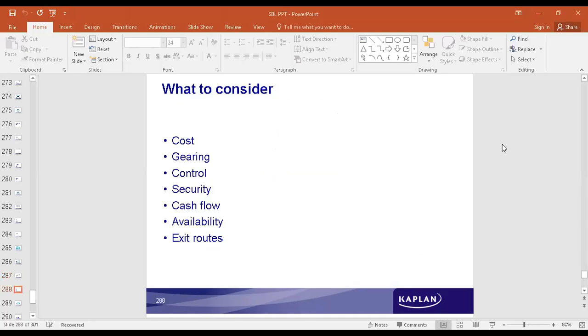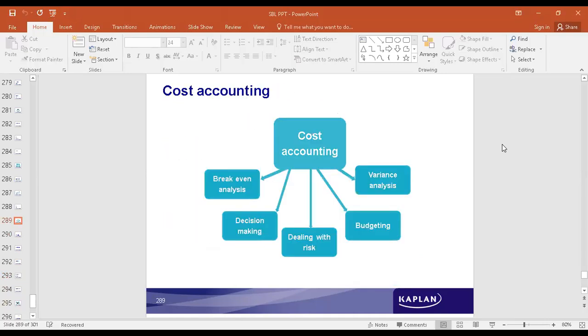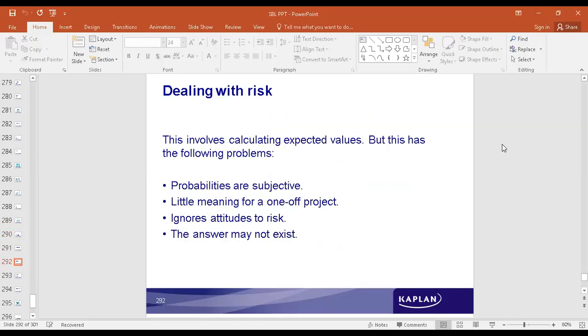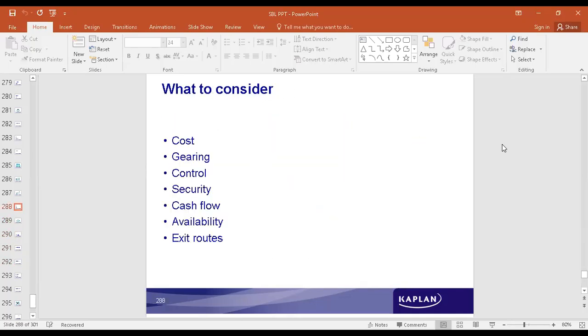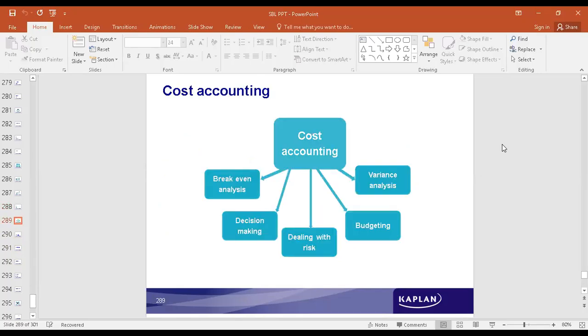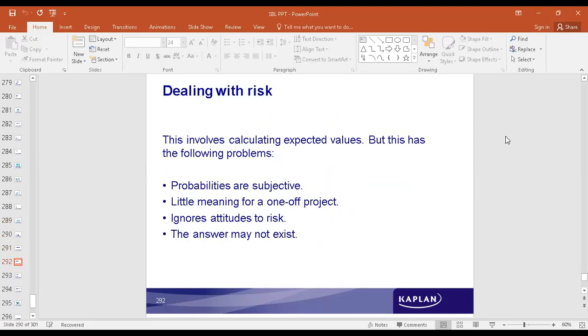We will take up the balance of it in tomorrow's class. It's about what has to be considered when funds are raised. Then we will be looking into, these are all already done as part of PM. We have learned about cost accounting techniques like break-even analysis, decision making, dealing with risk, budgeting, variance analysis. All of that was actually done in PM. So technically, we don't have to learn those things freshly now. We will take it up in tomorrow's class.